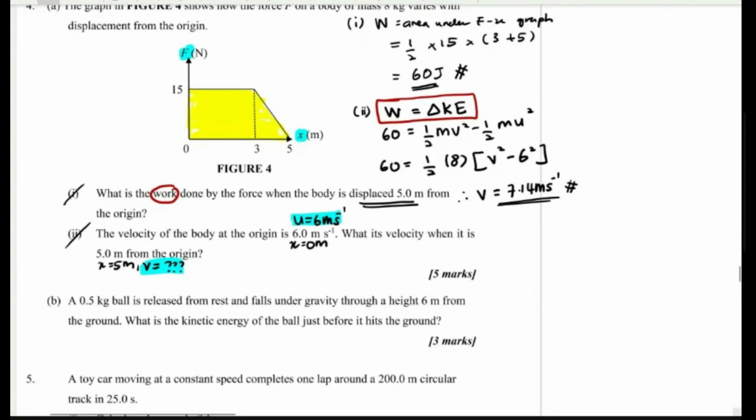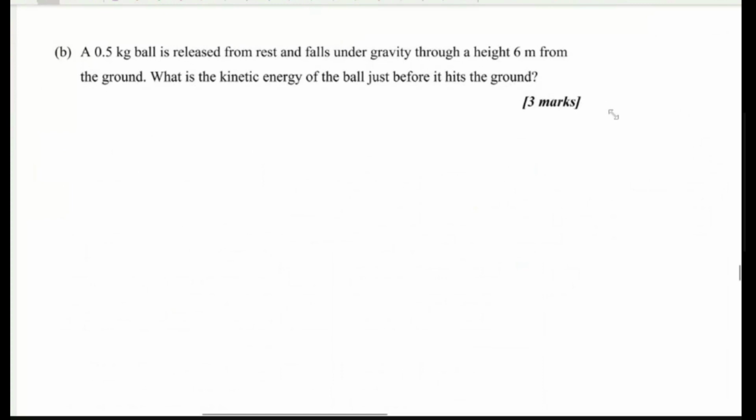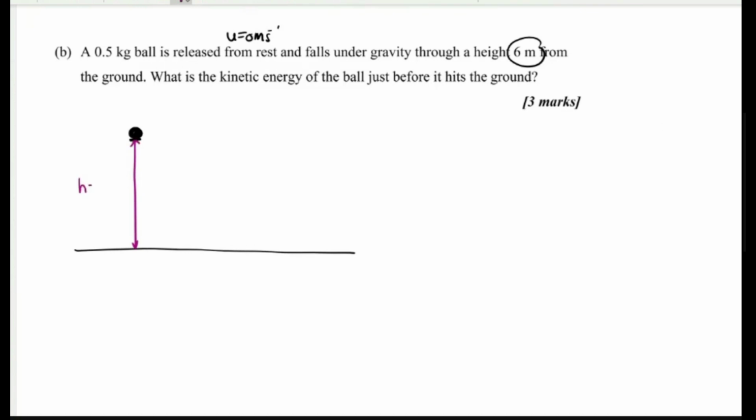Okay, and then 4B. 4B ni sebab kat tepi sana lah, tak muat ni. Dia tanya kinetic energy of the ball before it hits the ground. Okay, konsep apa kat sini? So the ball is released from rest, so U dia 0, and falls under gravity to a height of 6 meter. So let's say this is the ball, and the height is given 6 meter. So dia nak suruh kita kira kinetic energy just before it hits the ground. So somewhere here. So what is the kinetic energy here?